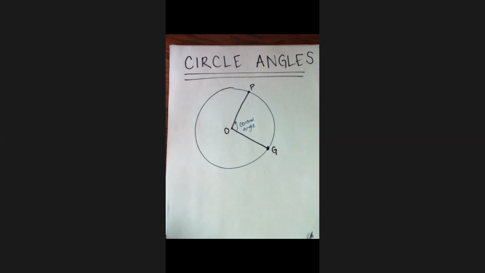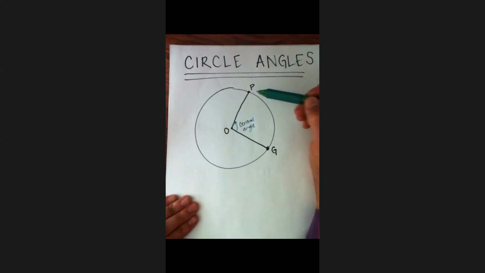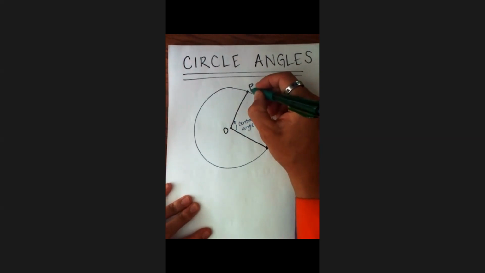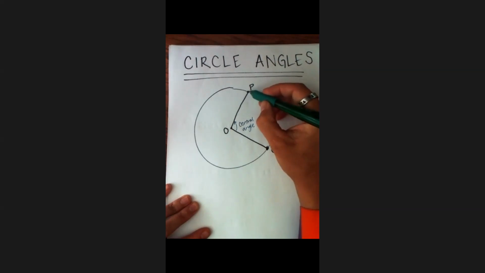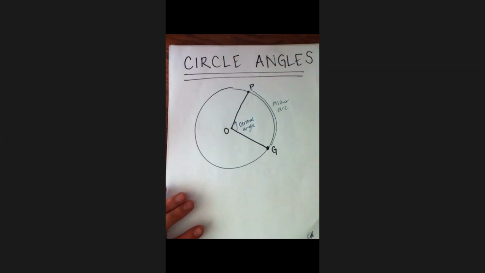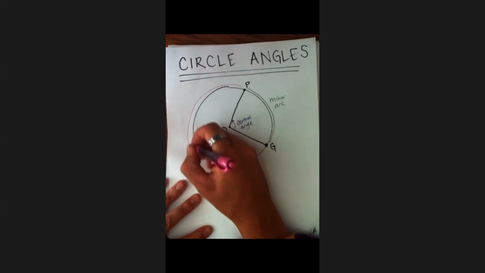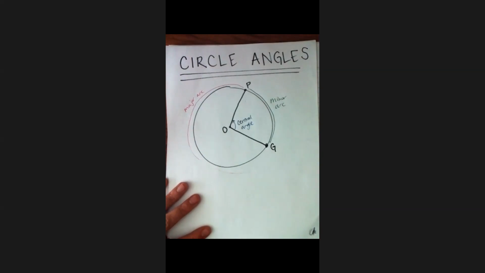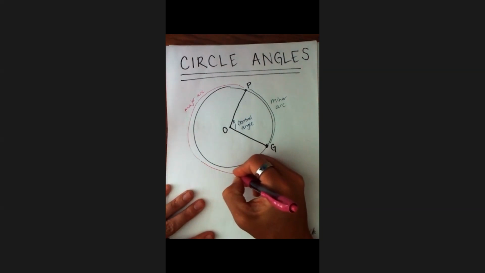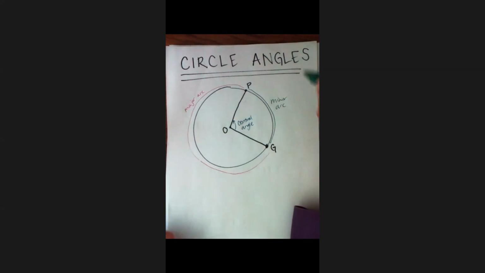When we made this angle, we also chopped up the outside of the circle into a minor arc, is what this is called. See how it's curvy like an arc would be? We've got a minor arc, and what do you know? We have a major arc. So how do we decide if something is a minor arc or a major arc?